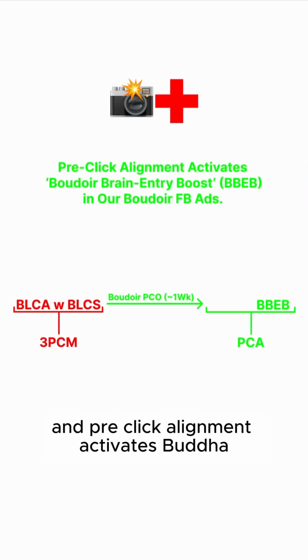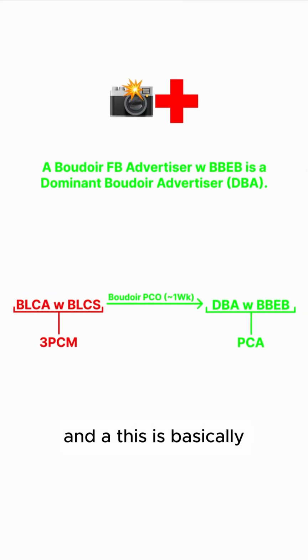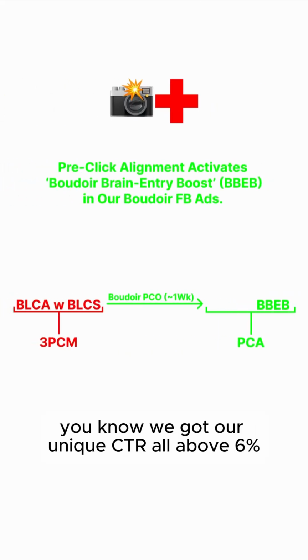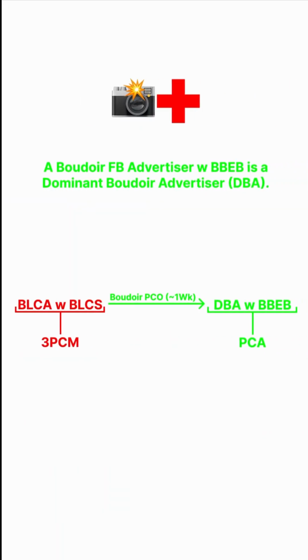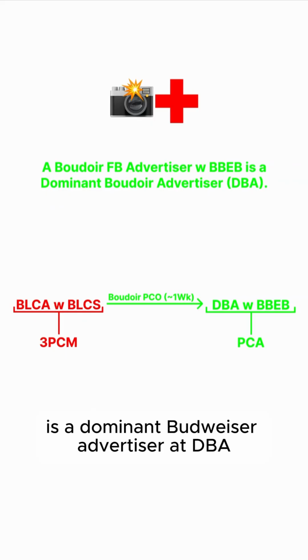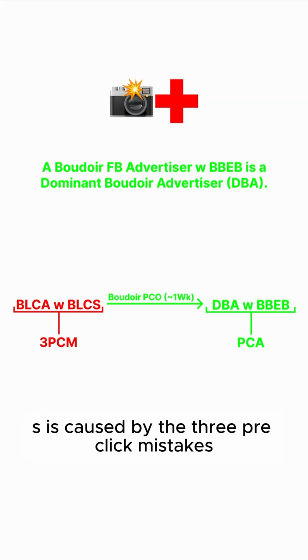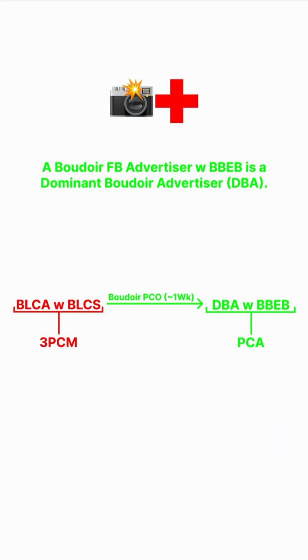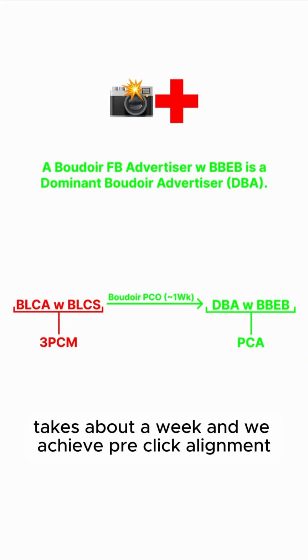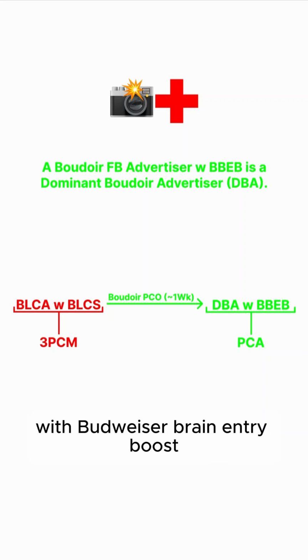And pre-click alignment activates Boudoir brain entry boost in our Boudoir Facebook ads. Basically, we got our unique CTR all above 6%. And a Boudoir Facebook advertiser with Boudoir brain entry boost is a dominant Boudoir advertiser, a DBA. So we got our full universe here. A BLCA with BLCS is caused by the 3 pre-click mistakes. That's fine, easy enough. Treated with Boudoir Pico, takes about a week, and we achieve pre-click alignment. We become a dominant Boudoir advertiser with Boudoir brain entry boost.